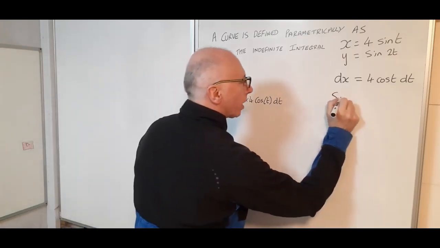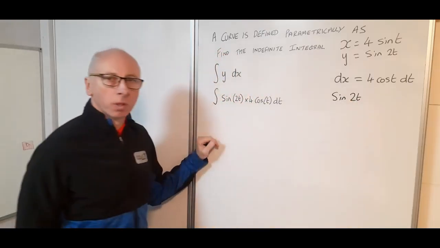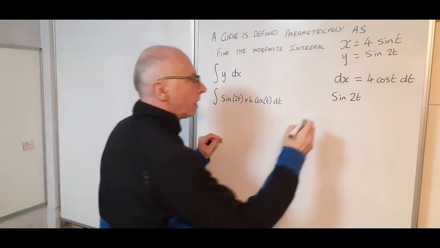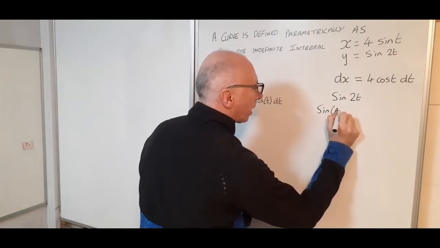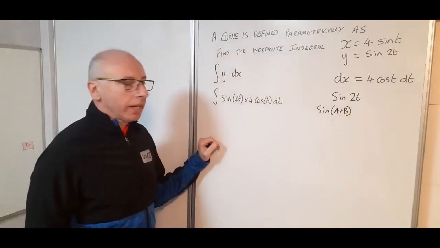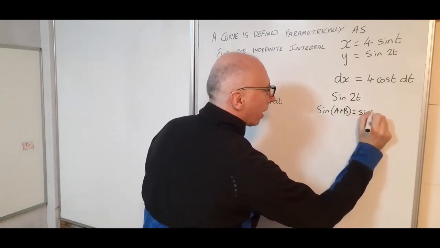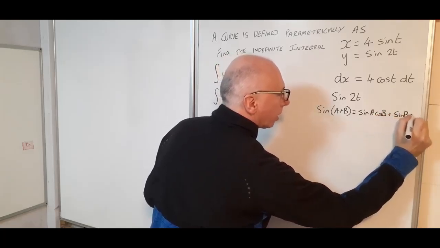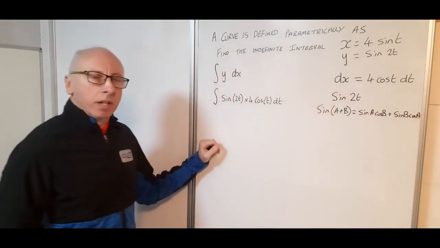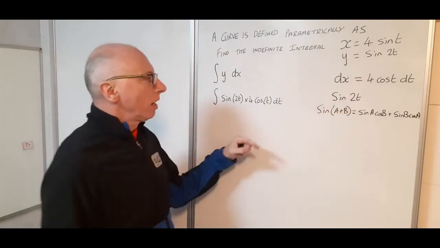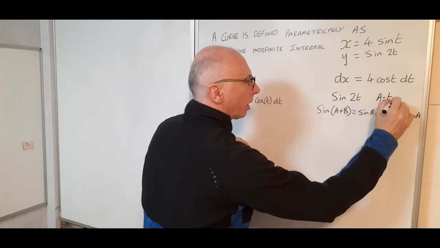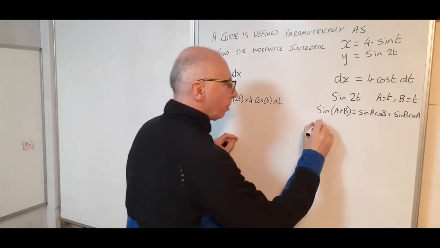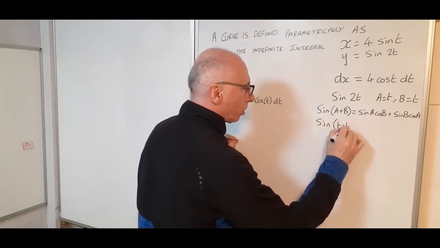So sine of 2t, let's just have a look at that. What is that equivalent to? Well, I've got my trigonometric angle sum formula. So I've got sine of a plus b, that equals sine a cosine b plus sine b cosine a. Now here, because I've got 2t, if I let a equal t and let b equal t, I've got t plus t, so sine of t plus t.